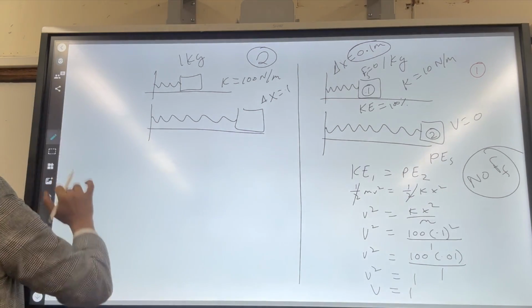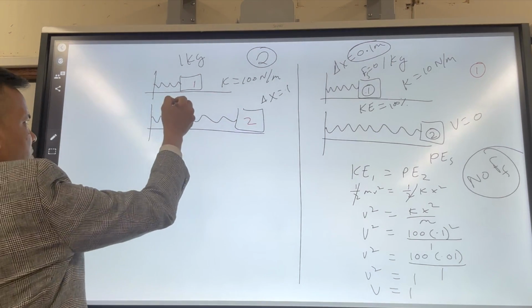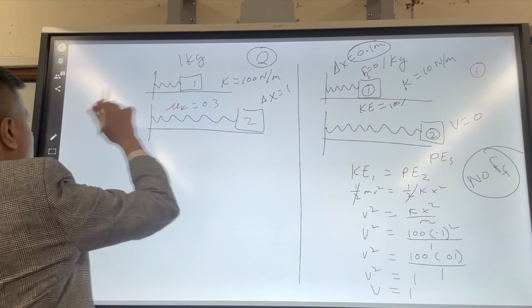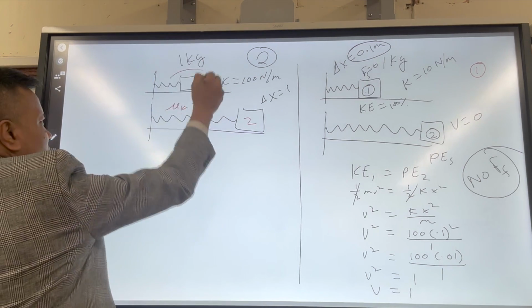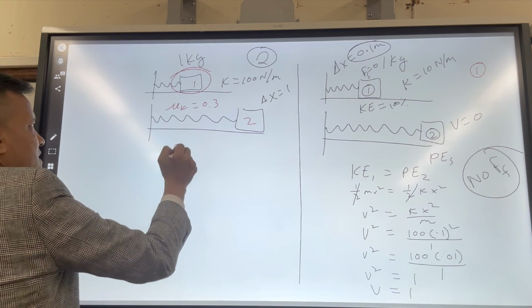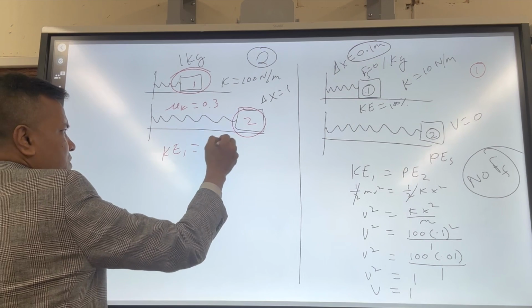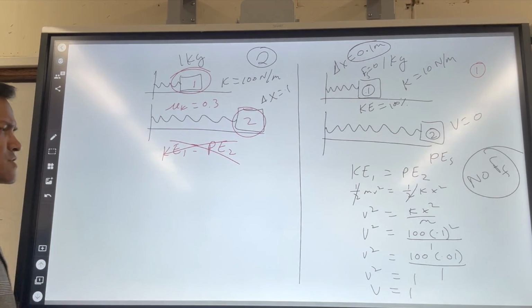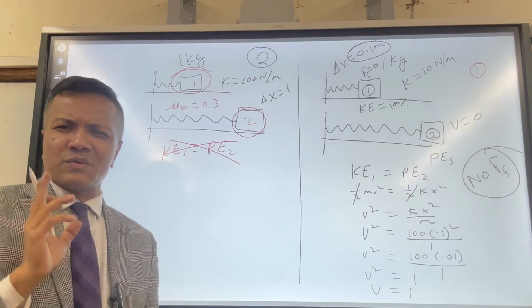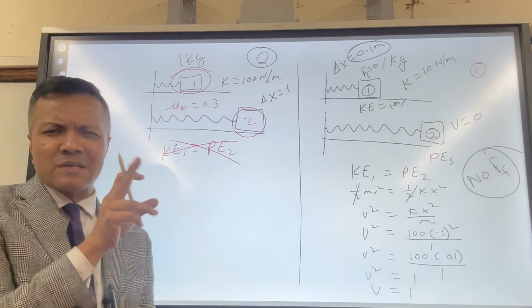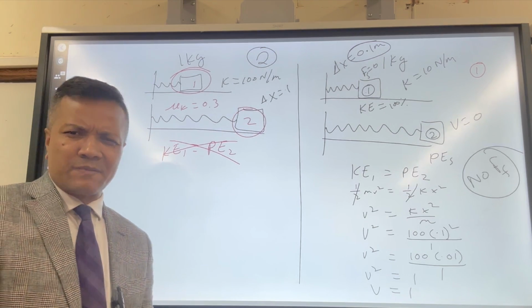Okay, so now scenario 1 and scenario 2, and there is a mu k of course, 0.3. Scenario 1 and scenario 2 are the same as before. Is the kinetic energy at location 1 equal to the potential energy at location 2? No, absolutely not, because there is friction. I cannot stress that enough. So the velocity is not going to be 1, it is going to be less than 1, because friction is not a conservative force.